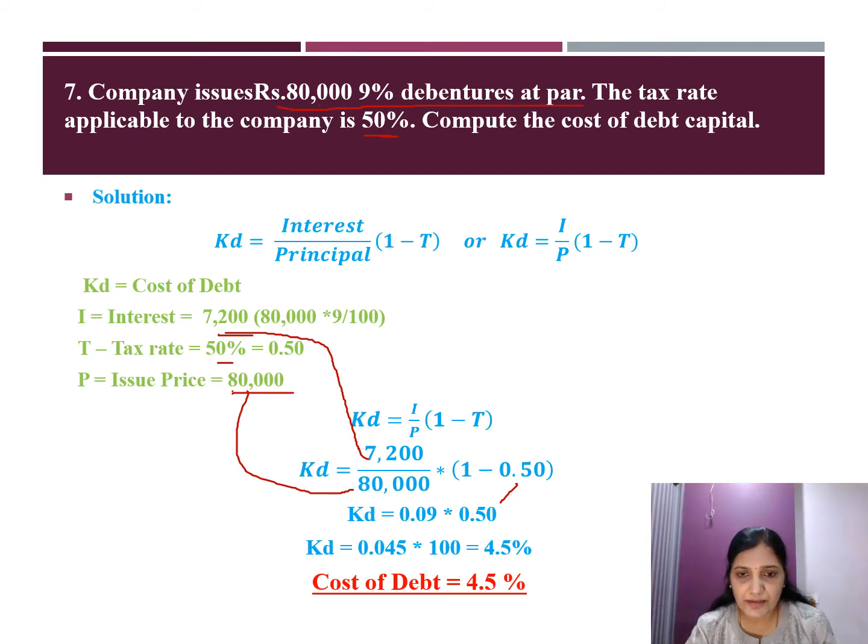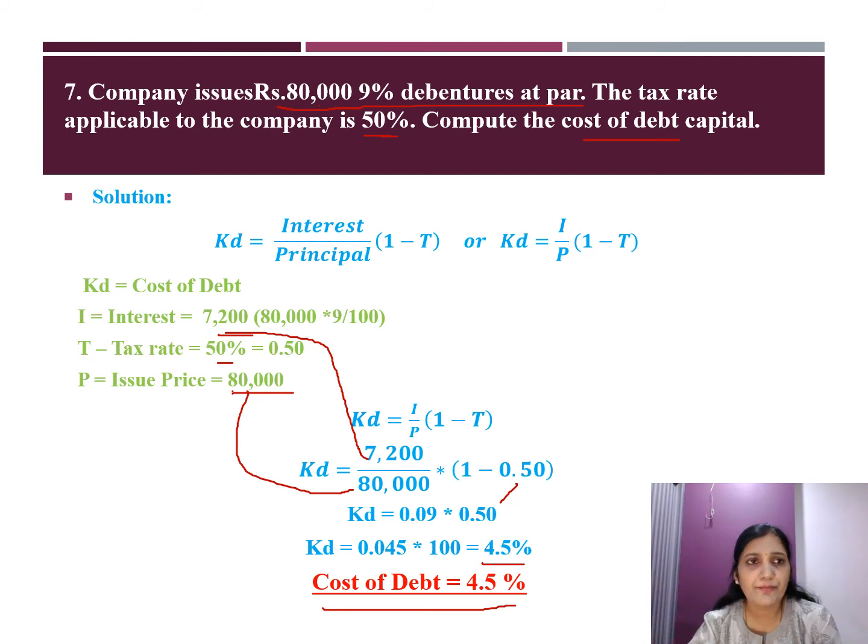So we will get it as 4.5%. Whenever you present your answers, at the end, analyze it and write very clearly what you have calculated. You have been asked to calculate cost of debt, so you have found out the cost of debt is equal to 4.5%.